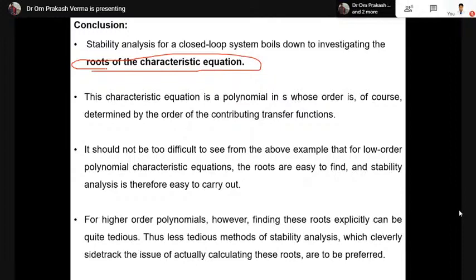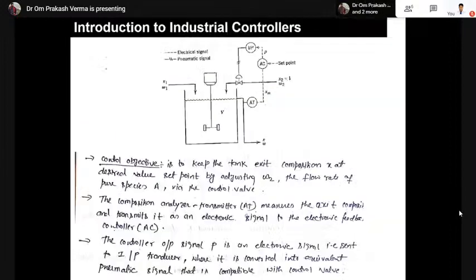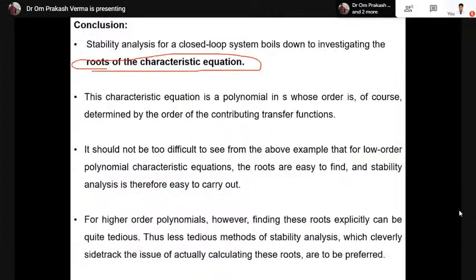That's the Bode plot, and the Nyquist is the frequency domain analysis based, whereas the root locus and the Routh array is the time domain analysis based. So if the time will allow, then we will cover these four topics tomorrow or the day after tomorrow. Otherwise, we will start... We are restricted here for the controller part.